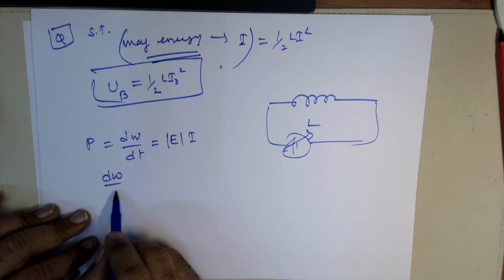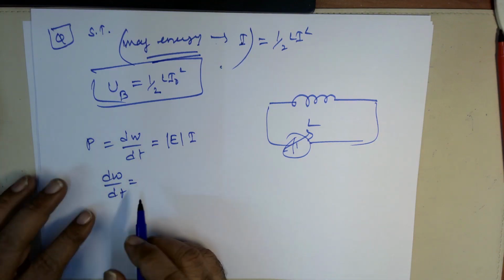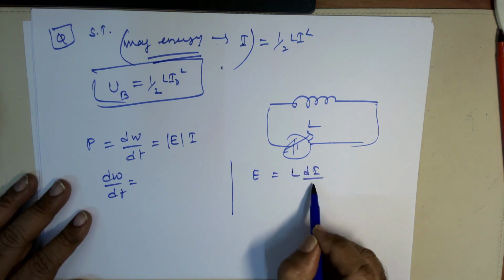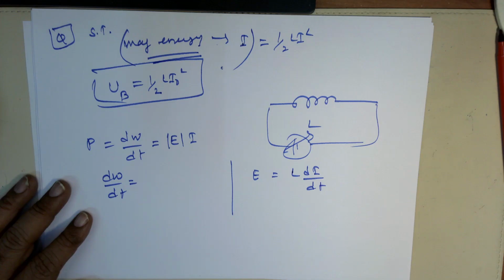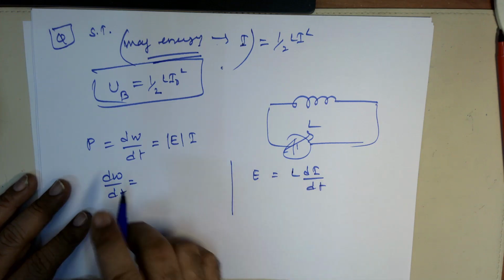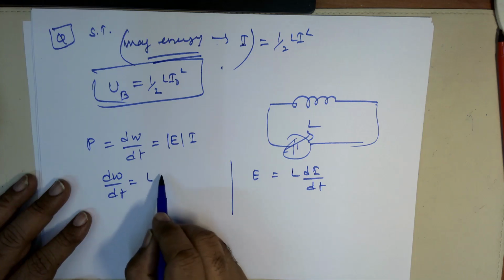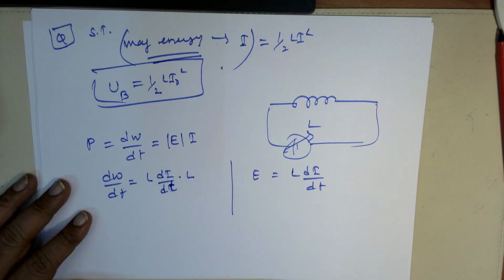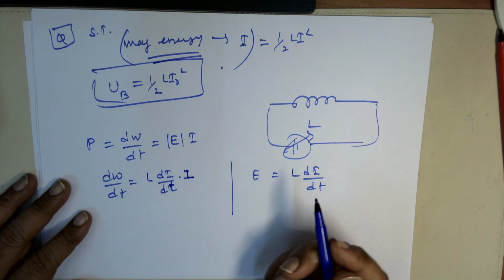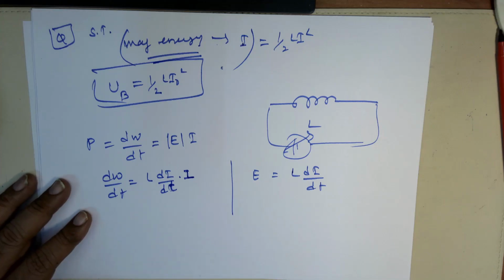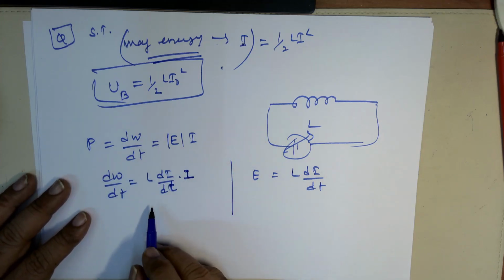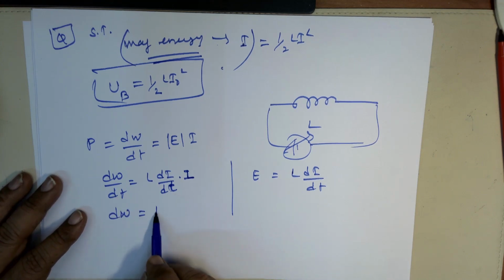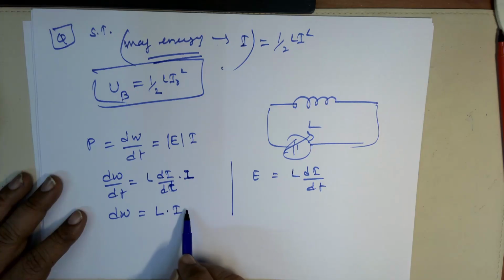Therefore, I can put dW by dt is equal to E into I. And E is equal to what? That is L di by dt, right? So I can replace this. Instead of E, I can put L into di by dt, into I. Let us rearrange this. Here dt is cancelled. So let me consider dW only: L into I into di.